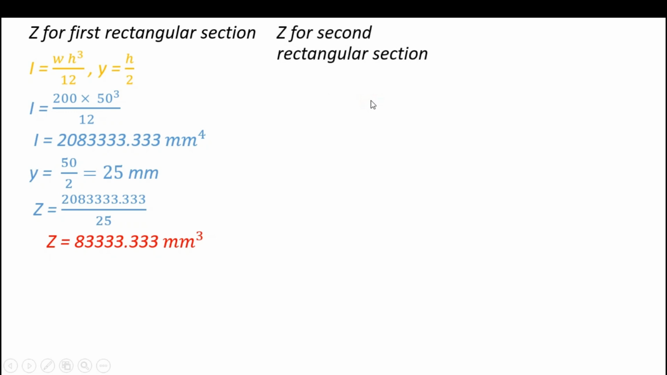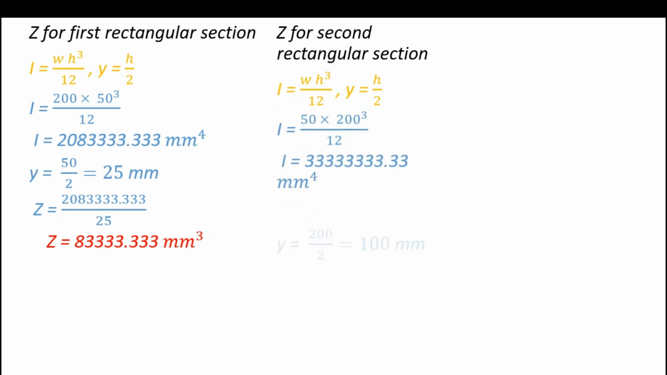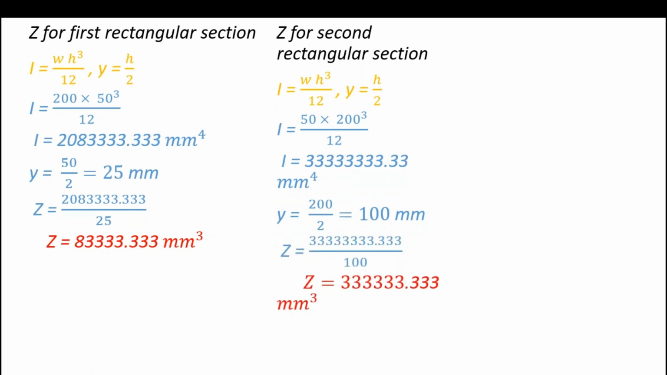As we have noticed, the second rectangular section is similar to the first, only that we have switched the values of W and H, but the formula remains the same. So I in this case will be equal to 50 multiplied by 200 cubed divided by 12, and then you are going to get this answer. Y is going to be equal to 100 because now the height is 200. So if you go ahead and find the ratio of these two values, you are going to get Z to be equal to 333,333.333 mm cubed.